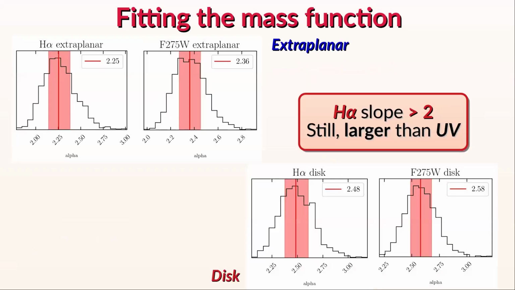These are some preliminary results for the extraplanar and disk regions, H-alpha and UV. It's still more difficult in these regions because we have the underlying disk with the old population, which is not easy to separate and discriminate from the young population of clumps. Even if the slopes in H-alpha seem larger than expected, there is still the trend for which the UV is steeper. So this trend is recovered, and of course we are still working on that.